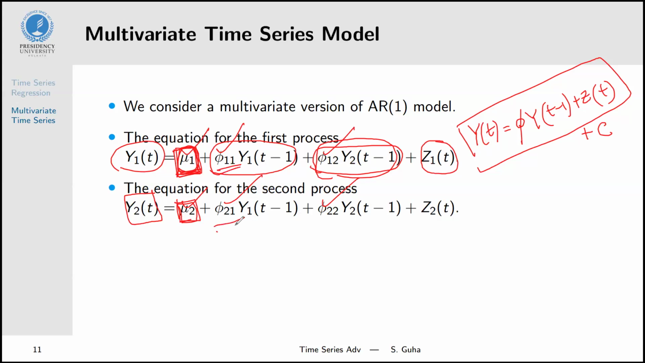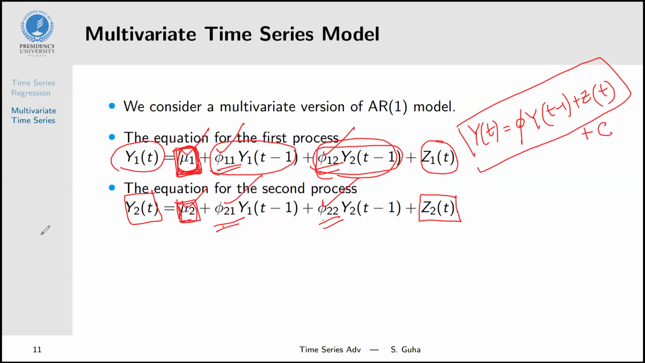These values are now changed. Definitely, this is a different equation, so the values that connect the two variables will definitely change. That's why we have different notation for all four: phi11, phi12, phi21, phi22. In the usual AR1, we have only one phi, but now since we have two variables, we cannot work with only one phi, we have to work with four such phis. And finally, we have a noise part for the second equation. So is it okay?